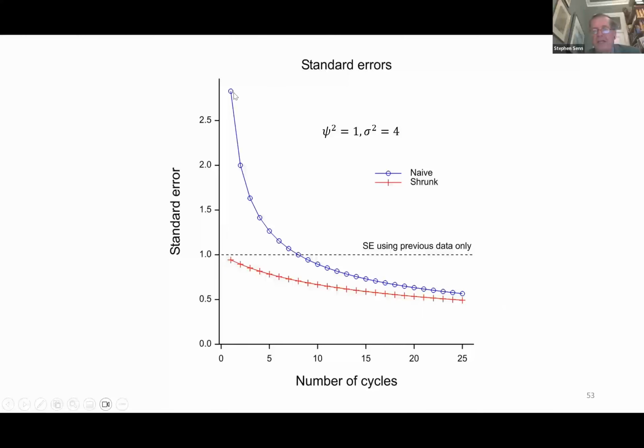And you can see that here for this particular example, but everything depends on the parameter values. Here, the within patient variability is rather high. Here, it actually takes quite a large number of cycles studied before using your data alone would be better than using previous data only. But obviously, we want to use neither of these two methods. What we want to be using is the shrunk approach.